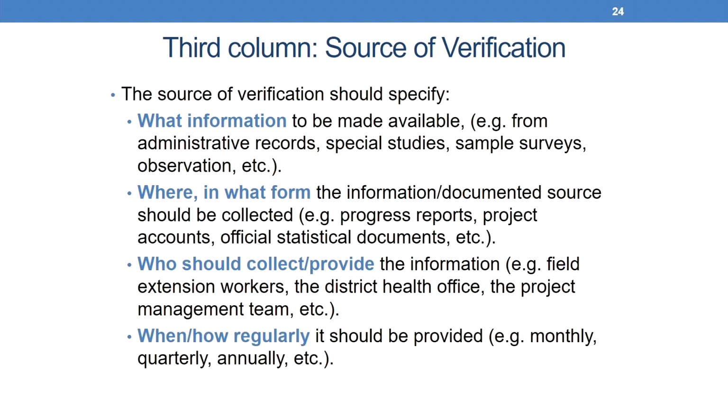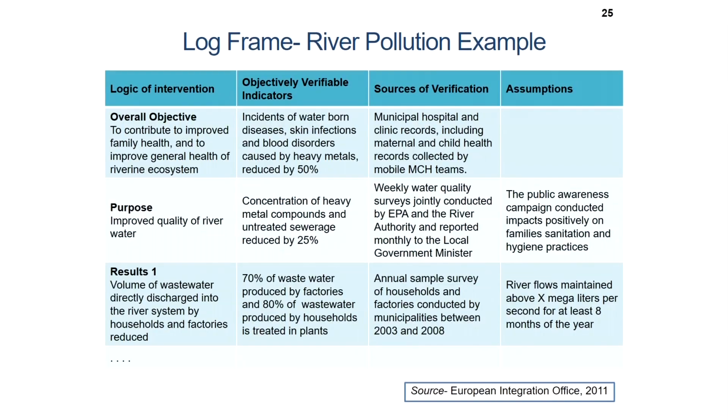The third column, source of verification, should specify the following: what information is to be made available, for example from administrative records, special studies, sample surveys, observation; where and in what form the information is documented, for example progress reports, project accounts, official statistical documents; who should collect and provide the information, for example field extension workers, district health office, project management team, etc.; and when and how regularly it should be provided, for example monthly, quarterly, annually and so on.